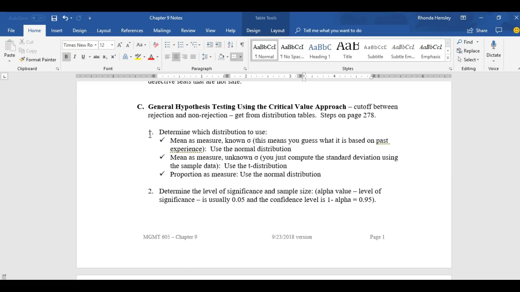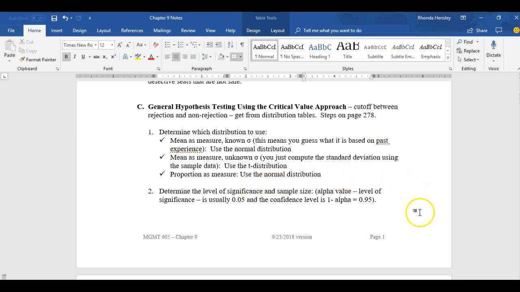The second would be your mean is a measure, and you are not going to assume that you know what the standard deviation is. They call this an unknown standard deviation, but all that means is that you just computed the standard deviation using your sample data. In that case, you use the t-distribution. And the third thing that you might run into is proportion as a measure. And in that case, as long as the sample size is large enough, you're going to use a normal distribution. These are the same rules we used or same things we looked at when we did confidence intervals in the last chapter.